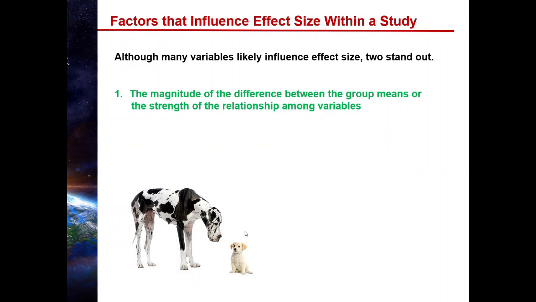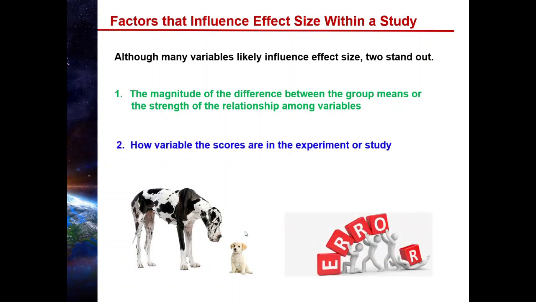Similarly, if we were doing a study and we find a very strong relationship between the variables, then we would say that the effect size is large. And if the relationship among the variables is small, then we would say that the effect size is small. The other thing that determines effect size is how variable scores are in an experiment or study. We use that to calculate the relative effect size. These are the two things that will influence how large or small your effect size is.